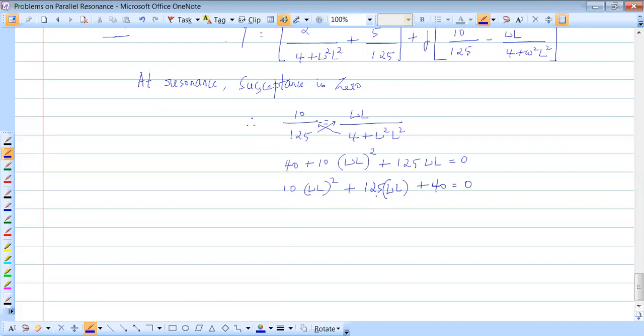So can you give me the solution for omega L? Once you have omega L, we are given F there. So 2 pi F you can substitute and you can easily obtain L. Can you go on everybody? Do it yourself. 125 omega L. How much? Yes, 125 omega L. Okay, go on, everybody.